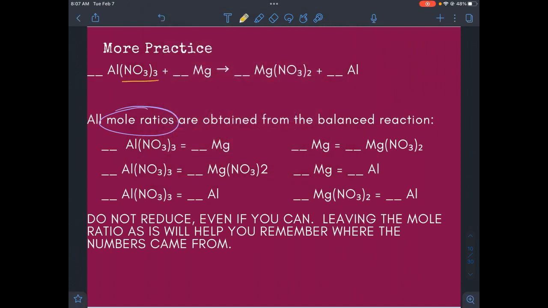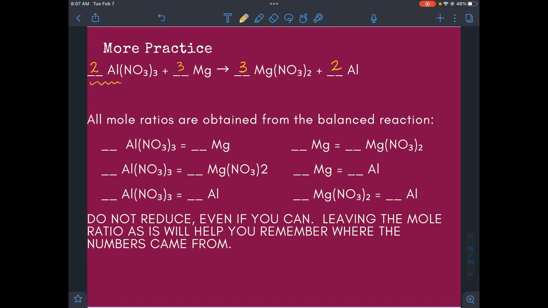The nitrate has the 3-2 split, so I'm going to put a 2 in front of the aluminum nitrate so that we now have 6 nitrates, that's 2 times 3. And I'm going to put a 3 in front of the magnesium nitrate because that's 3 times 2 for the nitrate, that's also 6. So the nitrate is now balanced, and now I just need to balance the metals. I have 3 magnesiums here, so I need a 3 here, 2 aluminums here, and I need a 2 here.